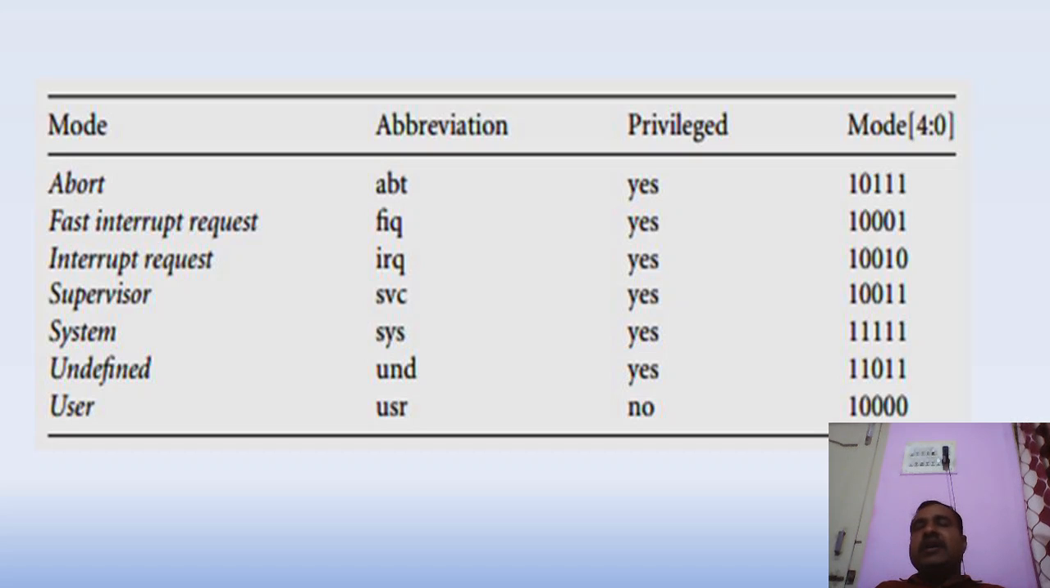IRQ is the abbreviation. It is a privileged mode, and the mode bits are 10010. Supervisory, SVC is the abbreviation. It's a privileged mode, 10011. System, SYS is the abbreviation. It is a privileged mode, and 11111 is the mode bits. Undefined, UND is the abbreviation. Is it privileged? Yes, it is a privileged mode, and the mode bits are 11011. And user mode, USR is the abbreviation. It's not a privileged mode, and the mode bits are 10000.